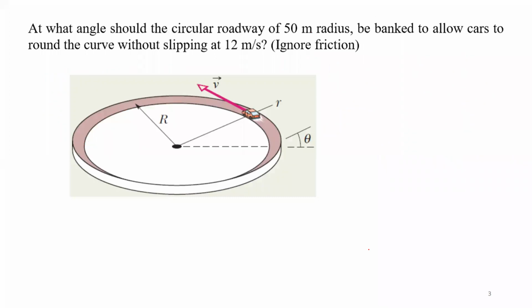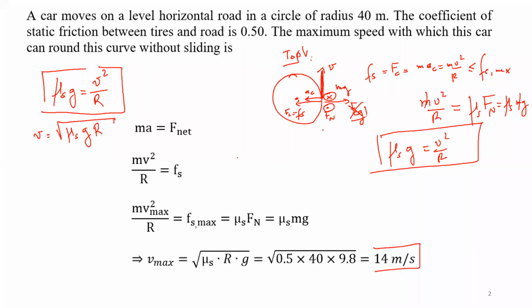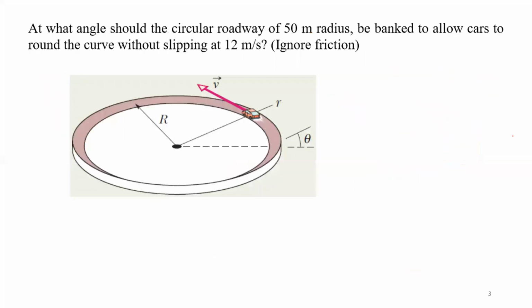Now let me go to the next step. So here, what did I have? I had a flat, curved road with friction. And I solve it, I get this. Now let me go to the next one, which is a banked or tilted curved road without friction.